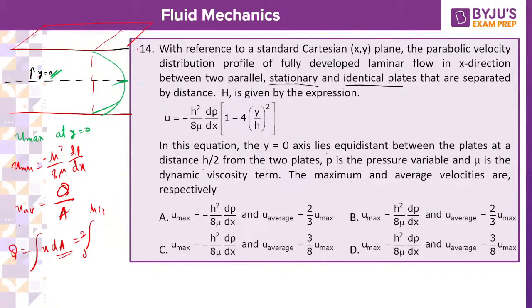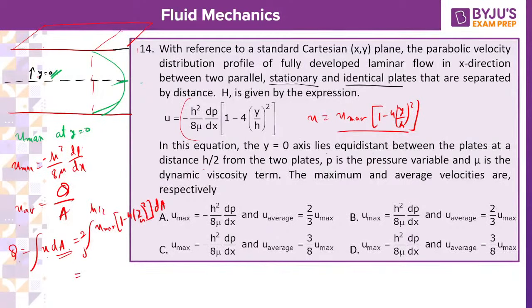Now u average is nothing but Q by A, right? U dA, you write down the u value, which you already see. I can write this u also as u max into 1 minus 4 y square by h square, isn't it? Write down this much because it will become easy to write every time. This whole terminology is u max, no? So write it down: u max into 1 minus 4 y square by h square into dA.